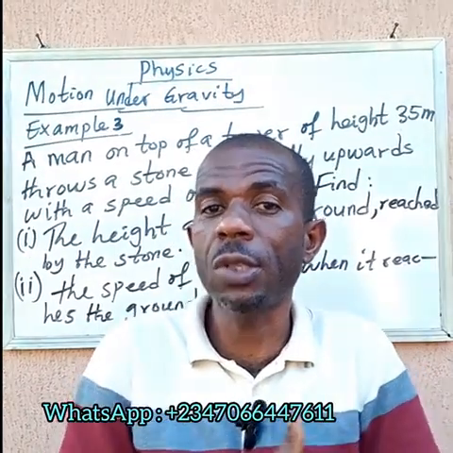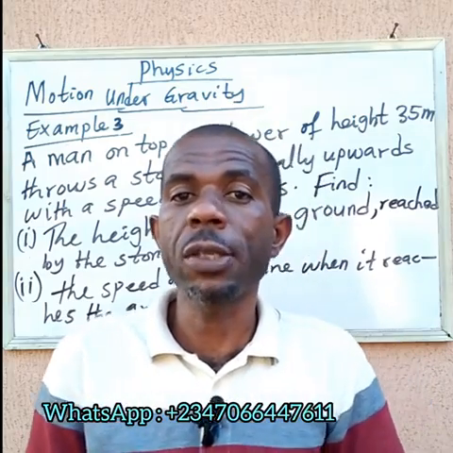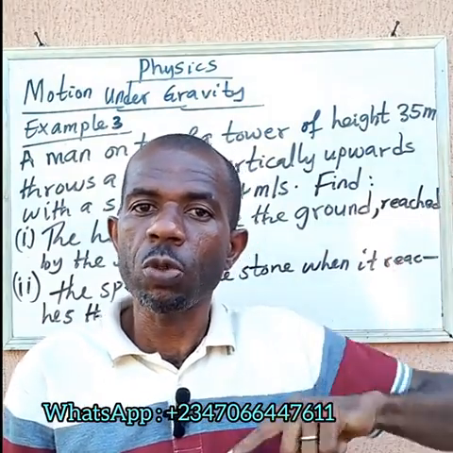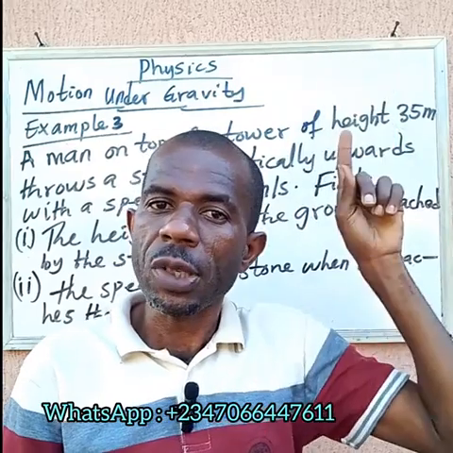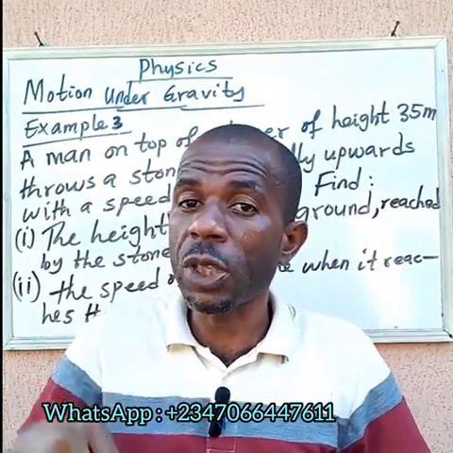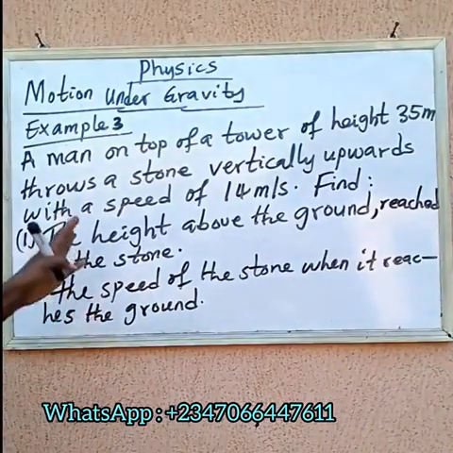So we need to analyze this question very well so that we don't get a wrong answer. And also, as the stone is coming down, the initial velocity with which it was projected upward is not considered, and it must have a velocity with which it hits the ground. So let us go to the board.